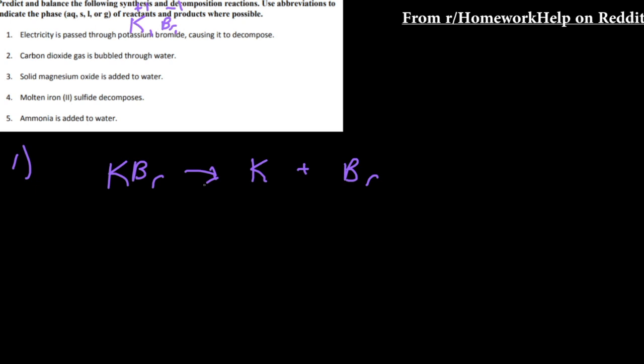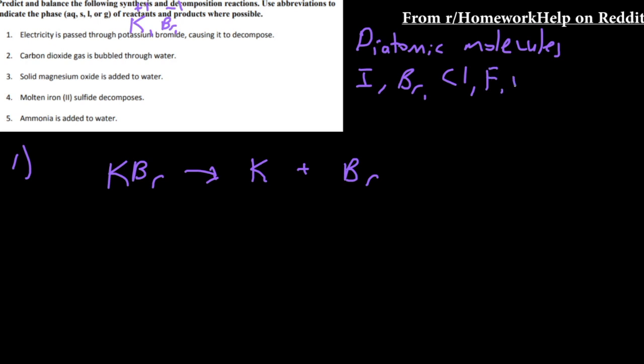So next, you need to check when they break down, are they diatomic? So diatomic means if they're part of this category. Diatomic molecules are molecules that don't exist in nature by themselves. And the rhyme that I like to use is I bring clay for our new home. So iodine, bromine, chlorine, fluorine, oxygen, nitrogen, and hydrogen, these all come in pairs.